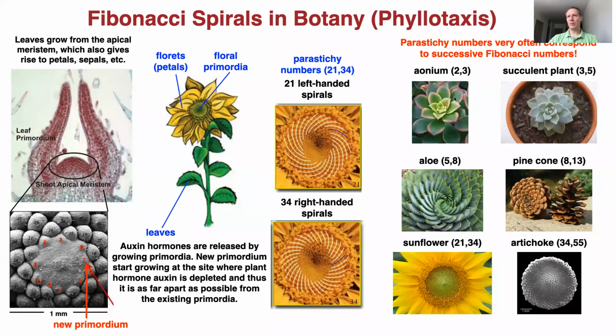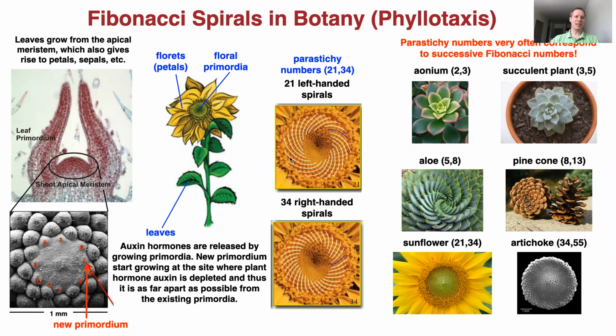So one number tells you the number of left-handed spirals, and one number the number of right-handed spirals. Which one is left and which one is right can be different. But what is interesting is that these numbers, 2, 3, 5, 8, 13, 21, 34, and 55, form a Fibonacci sequence, which is very interesting. So why on earth would these plants create these spirals, and the number of spirals forms the Fibonacci sequence? This was a very interesting puzzle.